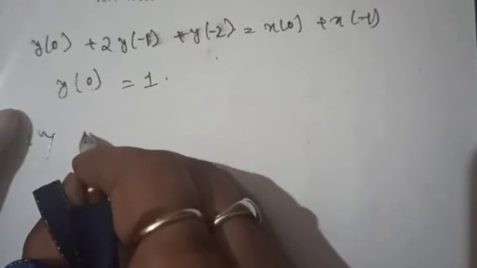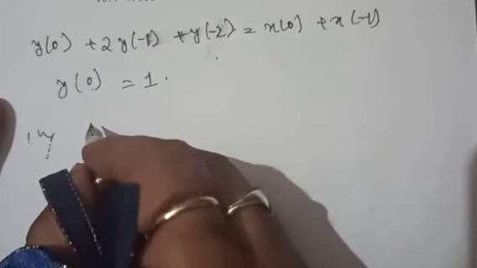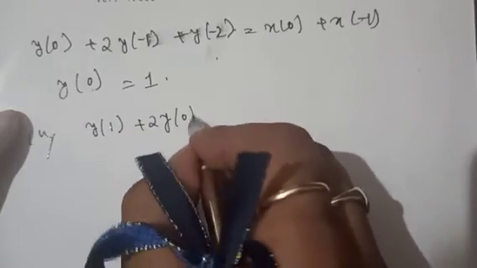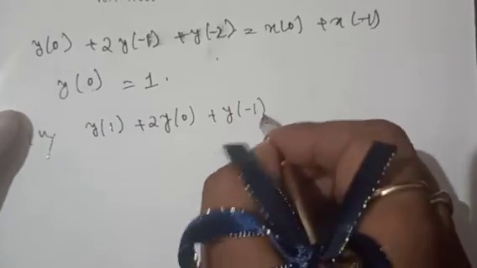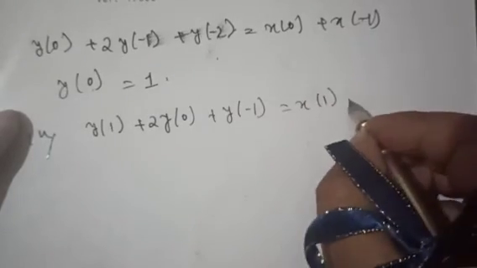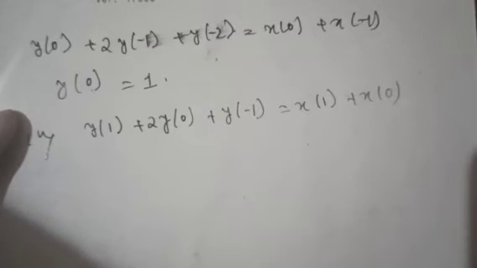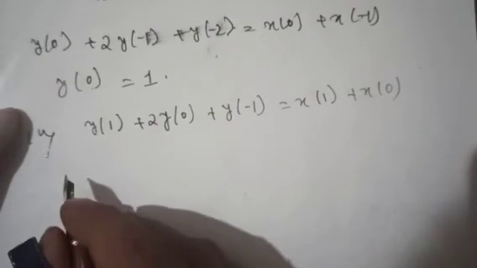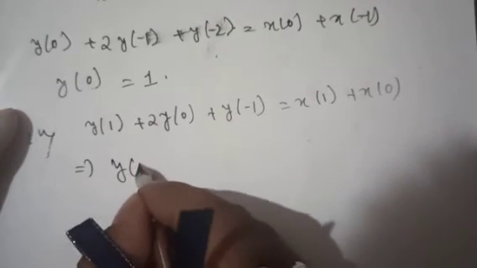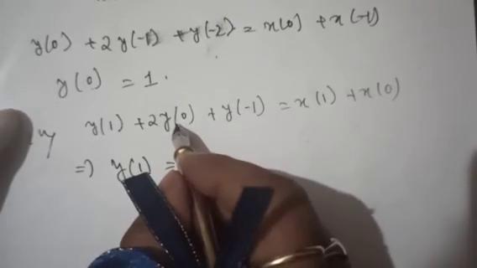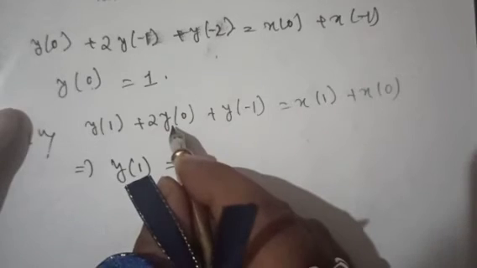Similarly, if we put n = 1, it will be y(1) + 2y(0) + y(-1) = x(1) + x(0). Now in this case, y(0) is 1, already calculated, so y(1) will be equal to 2.